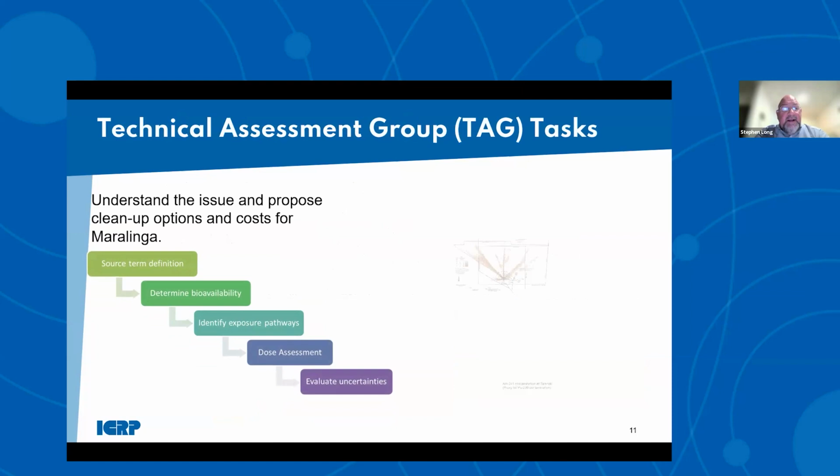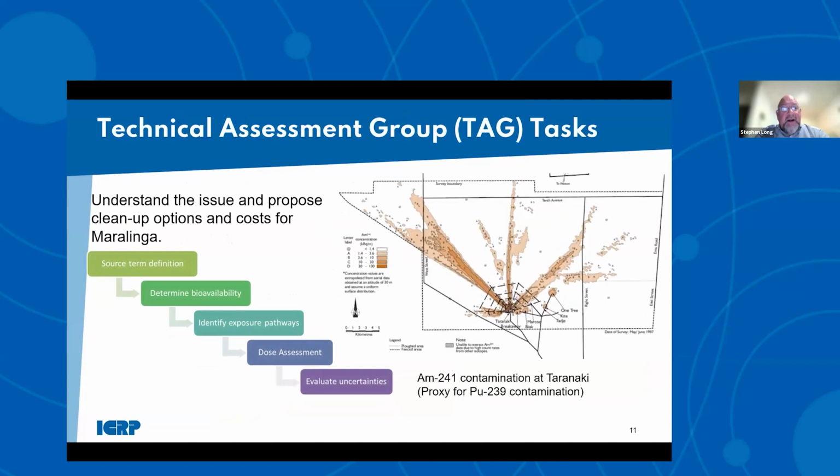So its task was to understand the issues of proposed cleanup options using what we consider nowadays standard practice: define the source term, determine bioavailability, determine the exposure pathways, model some dose assessment, and evaluate your uncertainties. And the biggest issue they had was the sheer extent of the contamination on site. On the right, you can see a diagram of the plutonium plumes from the Vixen B trials. Each of those plumes is more than 20 kilometres long. So the contamination was really extensive.